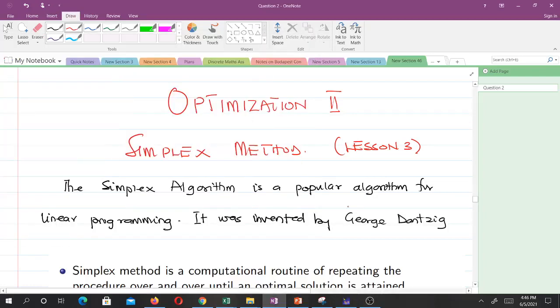So hello and welcome to this lesson in our study of optimization 2. This happens to be our third lesson, and in this video we'll talk about the simplex method.